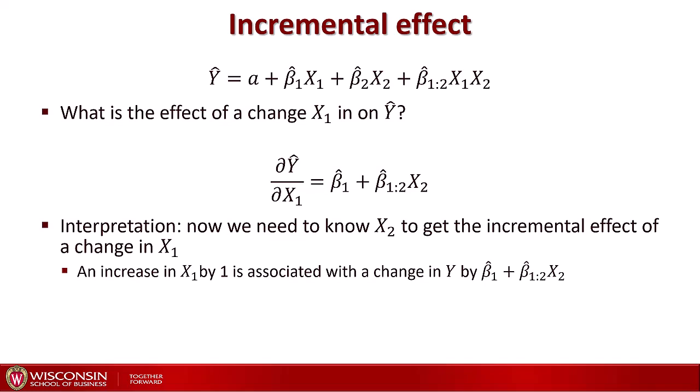And finally, we have beta hat 1,2 times x1 times x2. So in that case, we are differentiating only with respect to x1, so we get beta hat 1,2 times x2. So in the end, we have the equation you see here in the middle of the screen. The derivative of our predicted y with respect to x1 is beta 1 hat plus beta hat 1,2 times x2. How to interpret that?